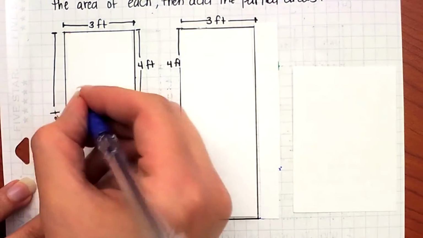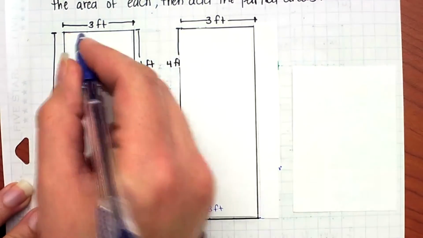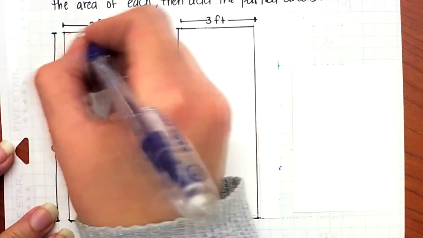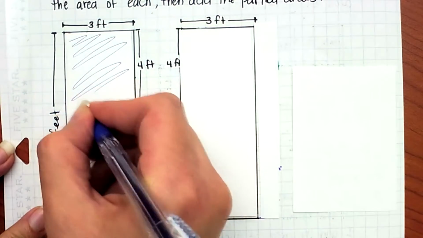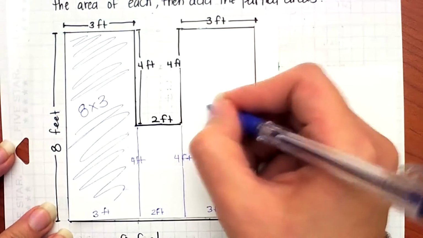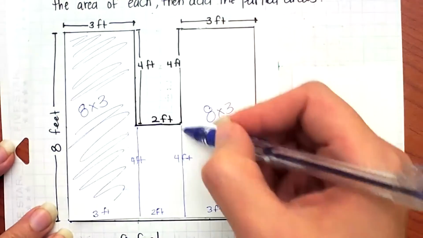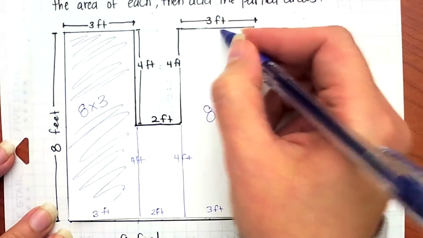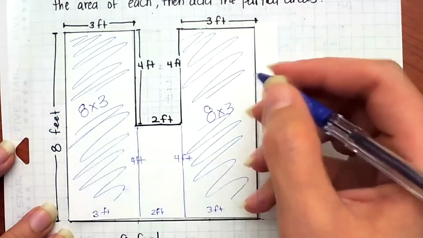And then I can calculate the area here. Now I can do 8 times 3 to find this one, right? Here's 8 feet times 3 feet. So I'll have this one as 8 times 3. This one is the same. There's also another 8 times 3. See, there's the 8 on this side. So 4 and 4 is 8. And then 3 over here. And that represents the area for this one.